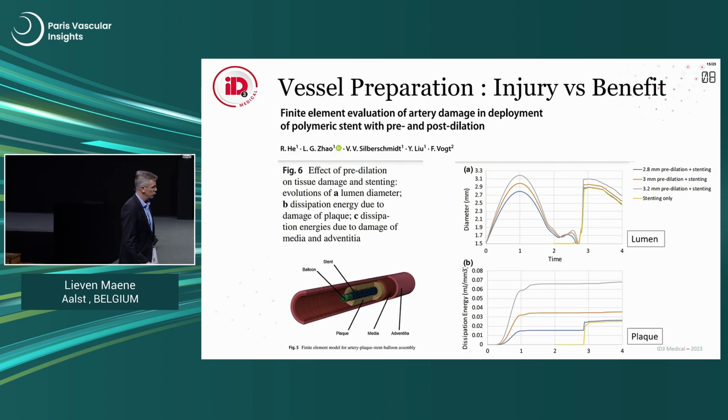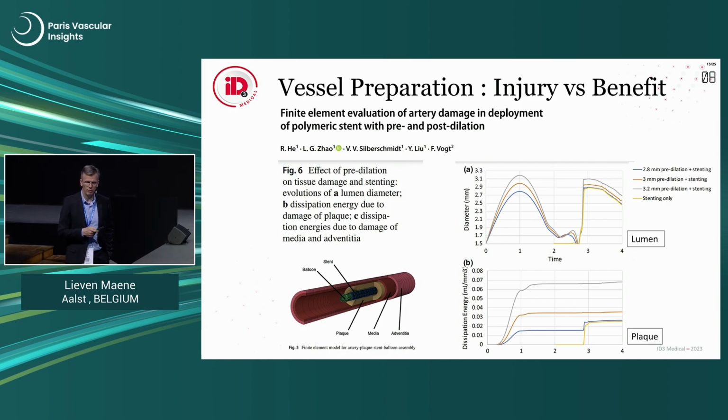Well, maybe we should take a little step back and go to the cardiology world and the engineering world. And I found some very interesting papers. Well, this was a finite element evaluation of the damage in the pre- and post-dilatation after polymeric stent implantation. So some messages. First message, if you see the blue line, a vessel prep or pre-dilatation with a balloon in a vessel of 3 millimeters that is undersized, 2.8 millimeters.